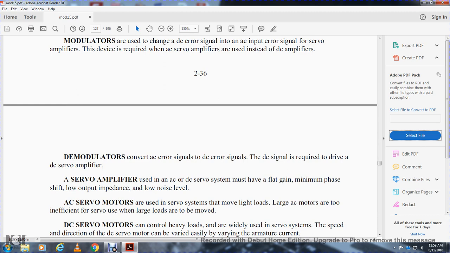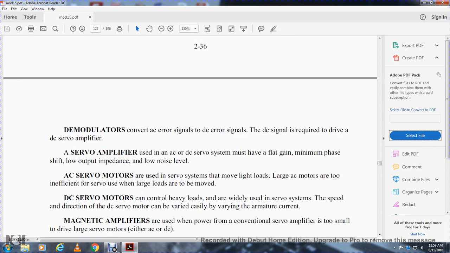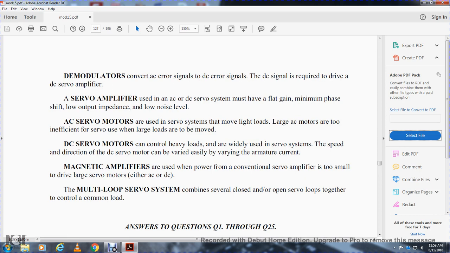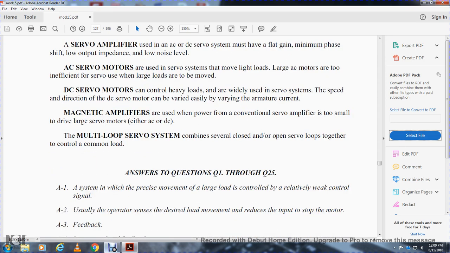AC servo motors are used in servo systems that move a light load. Large AC motors are inefficient in servos with large loads to be moved. DC servo motors control heavy loads and are widely used in servo systems. The speed and direction of DC servos can be controlled either by varying the armature current with a magnetic amplifier. The power of the conventional servo amplifier is too small to drive large servo motors, either AC or DC. A multiple loop servo system combines several closed loops and open servo loops together to control a common load. And that was chapter 2's summary.